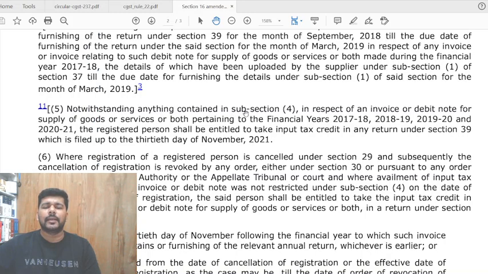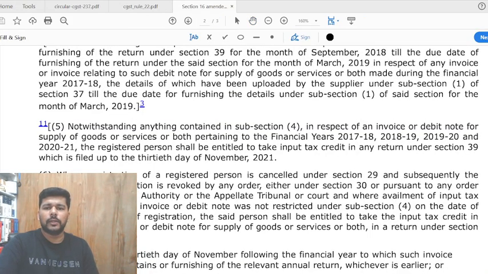Notwithstanding anything contained in section 16 subsection 4, in respect of an invoice or a debit note for supply of goods or services or both pertaining to the financial year 2017-18 to the financial year 2020-21, the registered person shall be entitled to the input tax credit in any return under section 39 which is filed up to 30th day of November 2021. So friends, it is very important to note that it particularly says any return which has been filed by 30th of November 2021, I mean the credit is claimed in any of the returns filed by this particular date.